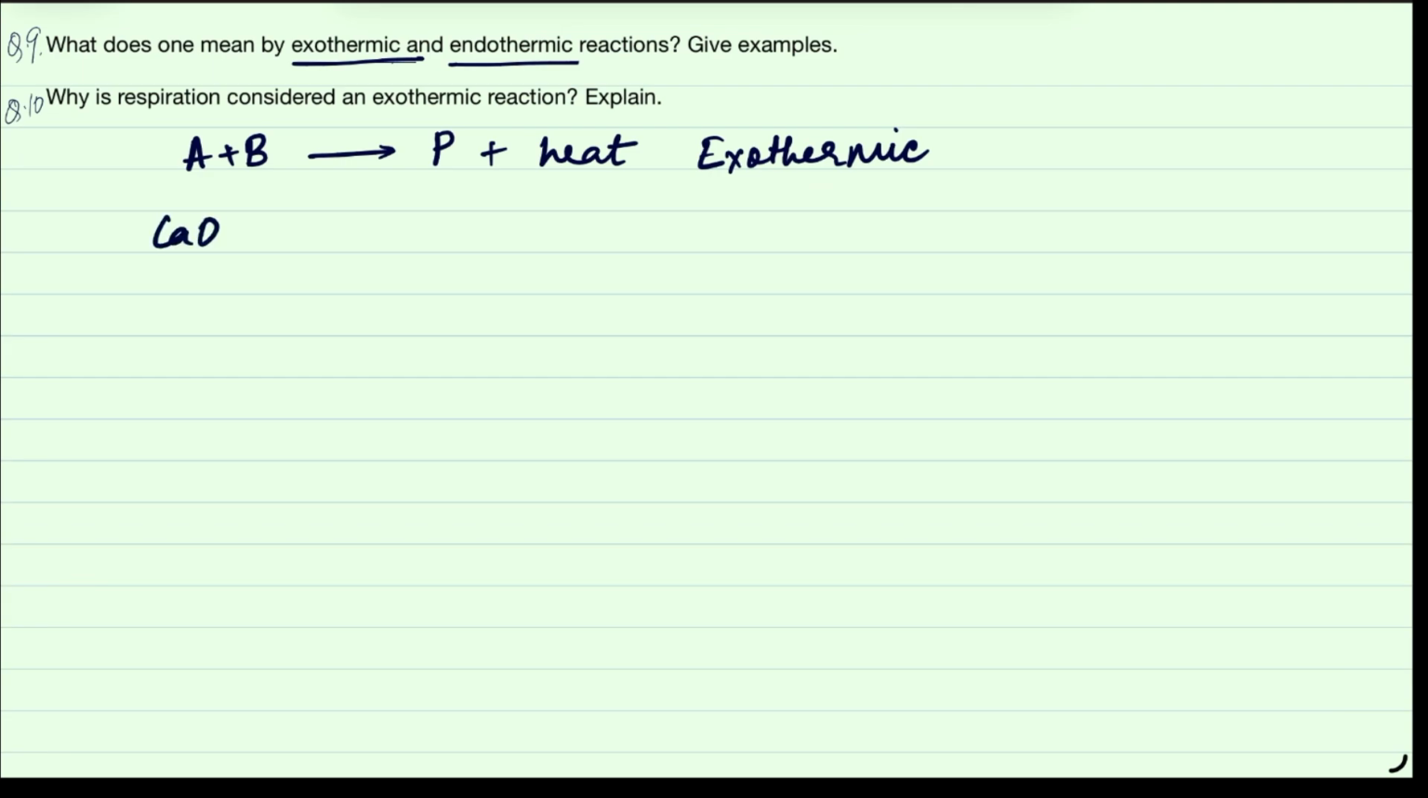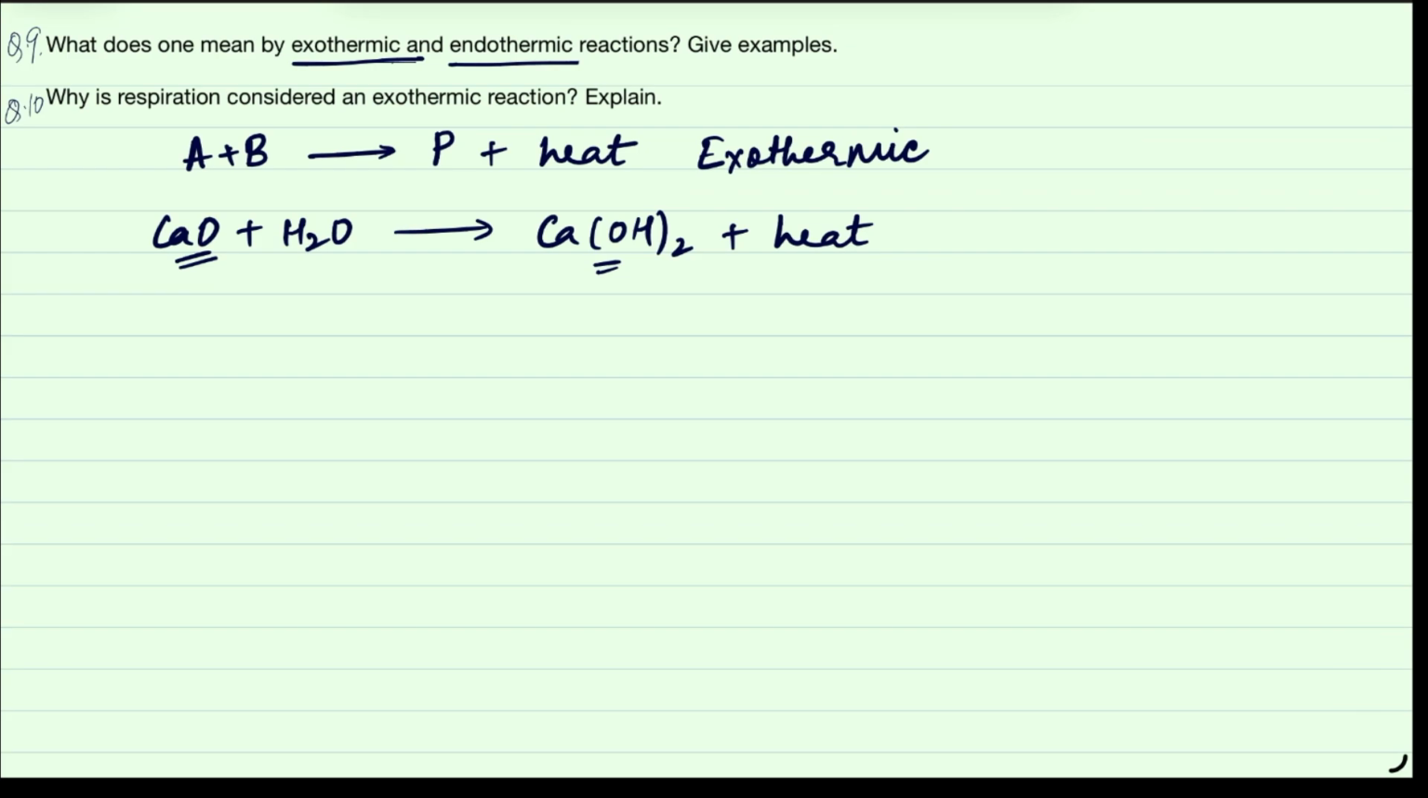if calcium oxide is mixed with water, then calcium hydroxide is formed and heat is given out during the reaction. This is quicklime. Calcium oxide is also known as quicklime. Calcium hydroxide is slaked-lime. So if in a beaker a little bit of calcium oxide is taken and water is added slowly to it, the temperature of the solution increases, which means that during this reaction heat energy is given out, which is raising the temperature of the solution.